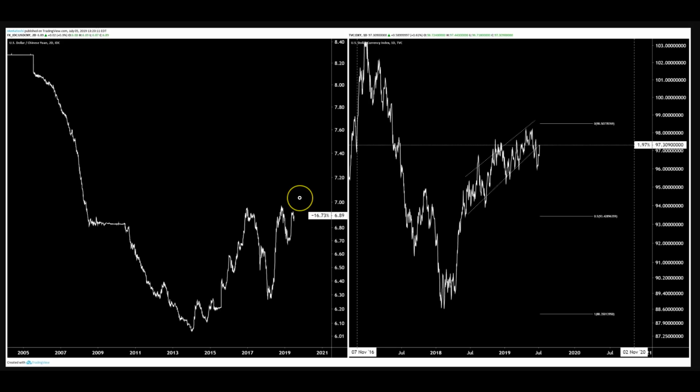Now this is set by the PBOC or whoever in China, so it looks like a cup and handle, sure, but it doesn't mean it'll actually play out like that. As you can see, they can just hold the rate for years at a certain level and just let it be. But if this does weaken, if we do get increased US dollar strength, you'll probably see additional capital flight out of China, which is bullish for crypto.